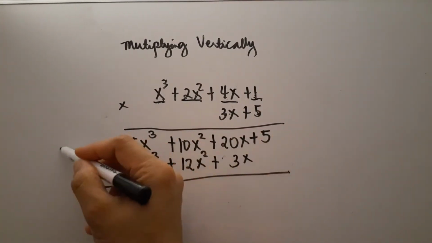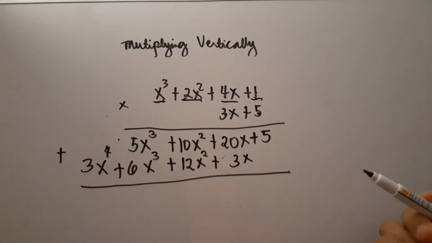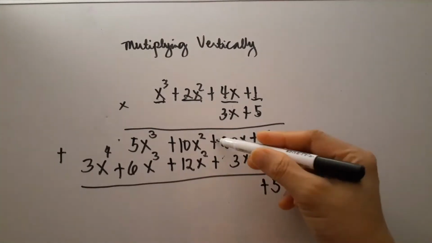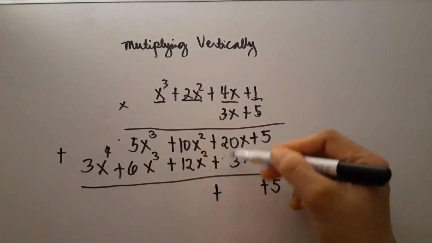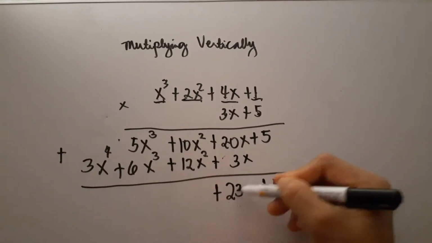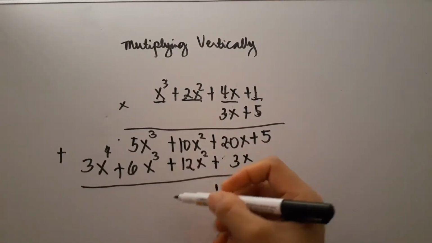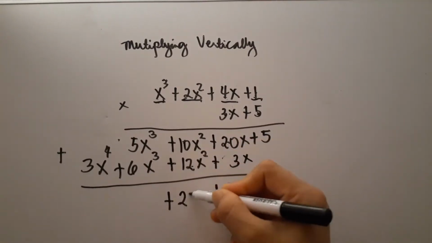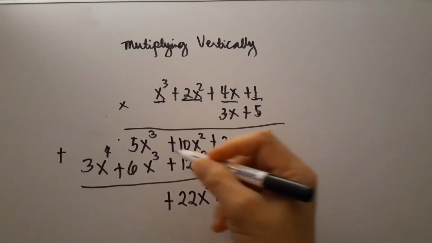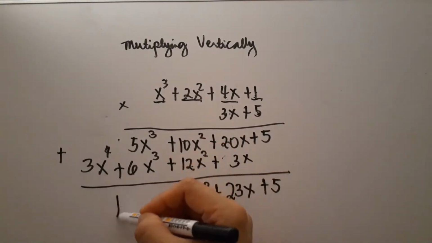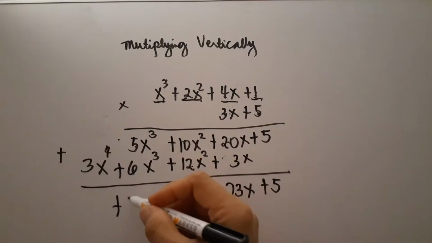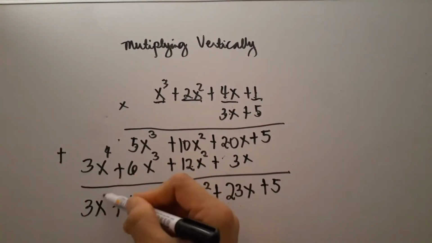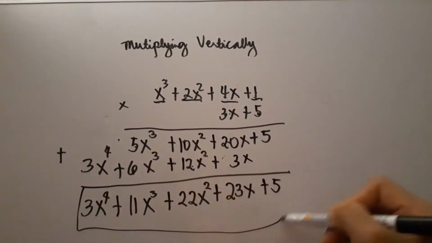Then we add. Bring down 5, then 20x plus 3x becomes 23x. Then positive 10x squared plus 12x squared becomes 22x squared. Positive 5x cubed plus 6x cubed becomes 11x cubed. Then bring down 3x to the 4th. And this is the answer.